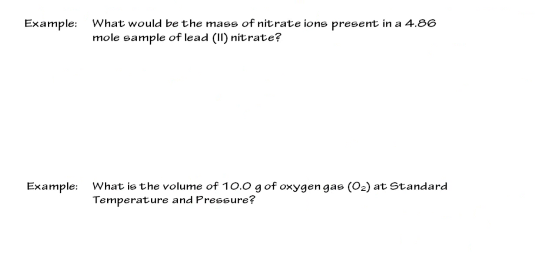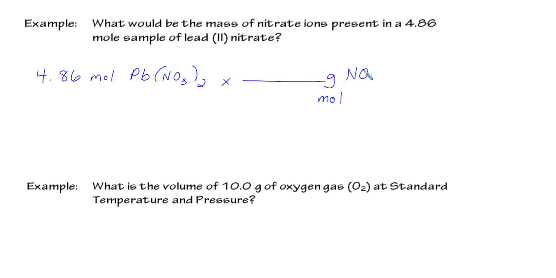Oh, there's two more in this section. My bad. What would be the mass of nitrate ions present in this 4.86 mole sample? Now, there are a few ways that you could solve this. But if I wanted to keep it with a little mole spin, let's start out with what we have. 4.86 moles of that lead nitrate. We want to set up a proportion, or we want to cancel moles. We want to switch it to mass in grams, but we only want the mass of the nitrate ions.